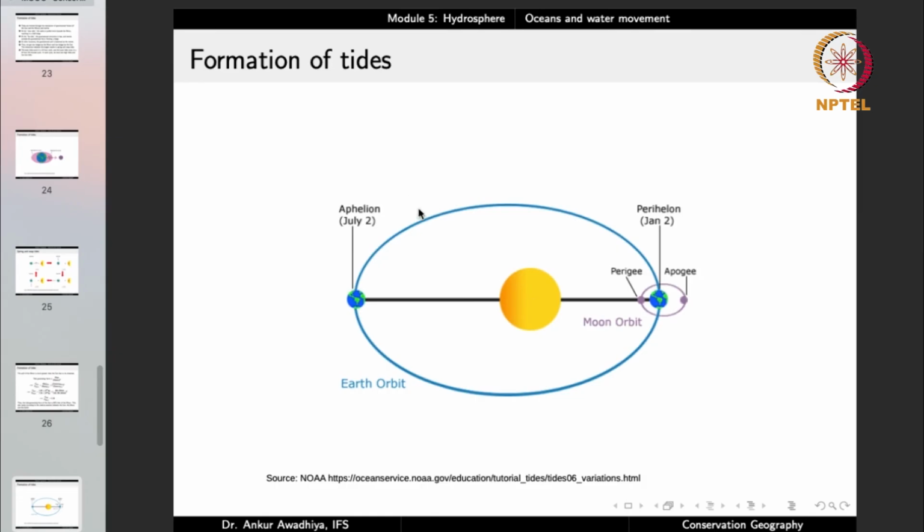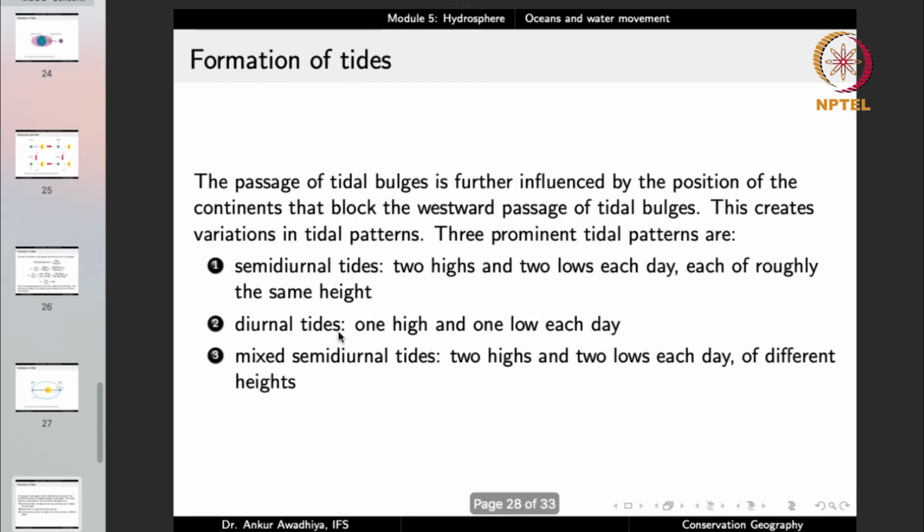Typically these points occur around 2 to 4 July and 2 to 4 January. Now if we have this configuration where the earth is at the perihelion, so the sun is exerting the largest amount of force, and the moon is at the perigee, that means that the moon is also exerting the largest amount of force that is possible, we will have exceptionally high tides. So these will be exceptionally high spring tides. So this is about tides.